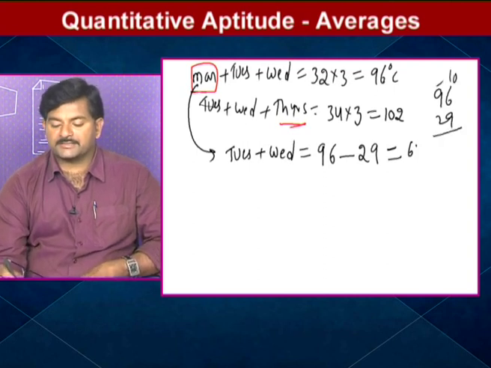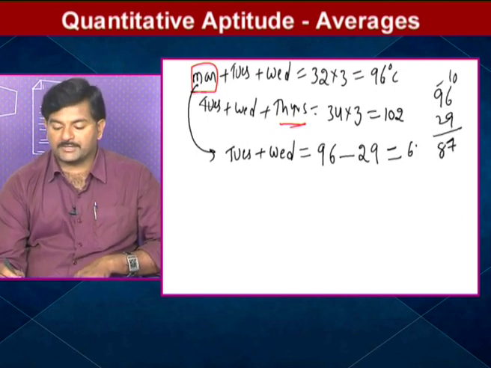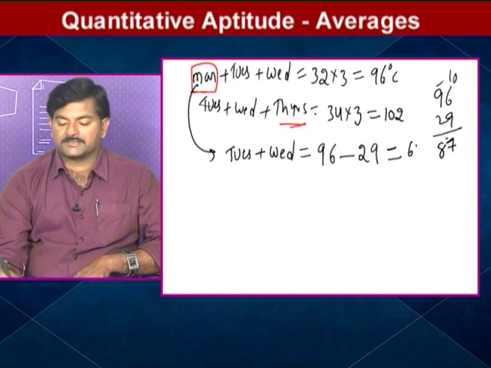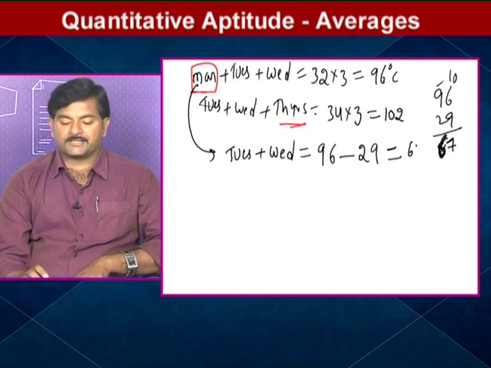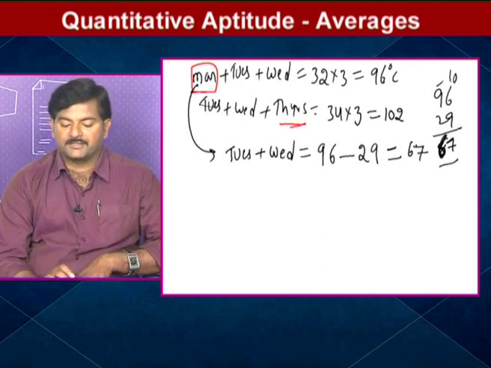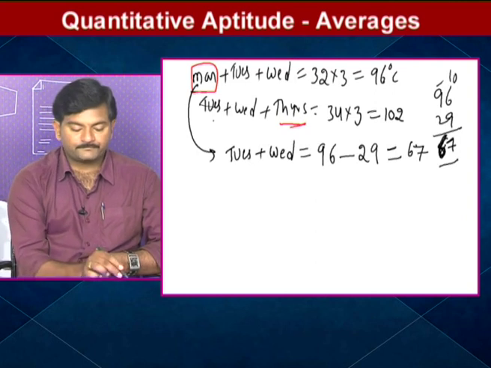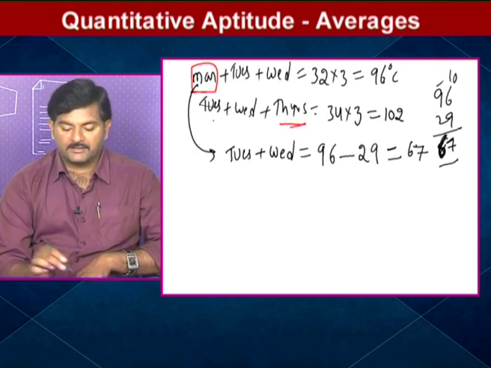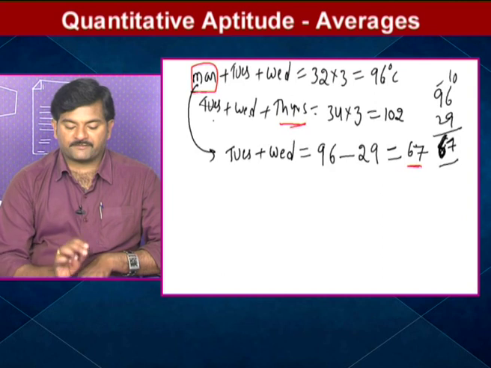16 minus 9 means 7, 8 minus 2 is 6, so 67. What am I getting? 67, I am getting 67. Substituting 67 in Tuesday plus Wednesday, so substituting the 67 value at Tuesday plus Wednesday.